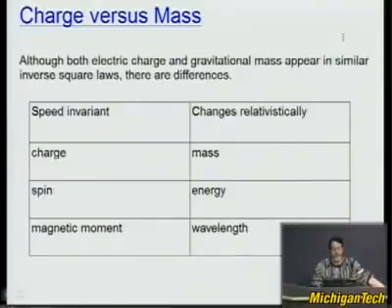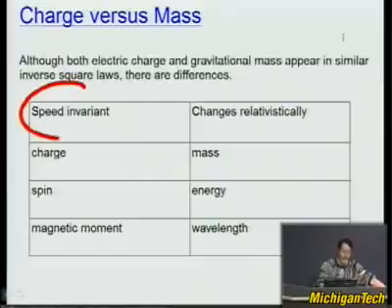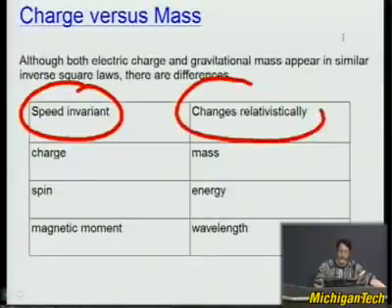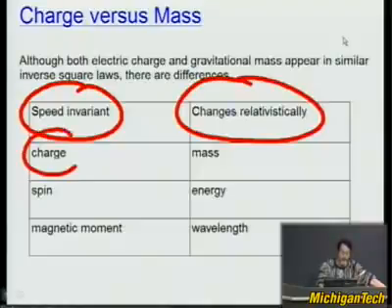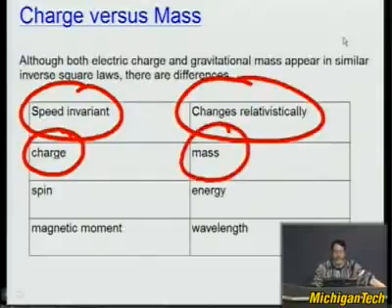Okay, I promised this in another lecture. So this is charge versus mass. Everybody likes to think that they're the same, only different. But actually, you can think about things that are speed invariant in physics and things that change relativistically in physics. One thing that is speed invariant is charge. If you take charge and you accelerate it to high speeds, you still have the same amount of charge. However, if you take mass and accelerate it to high speeds, moving relativistically, it's going to appear to have much more mass. So they're not exactly the same.